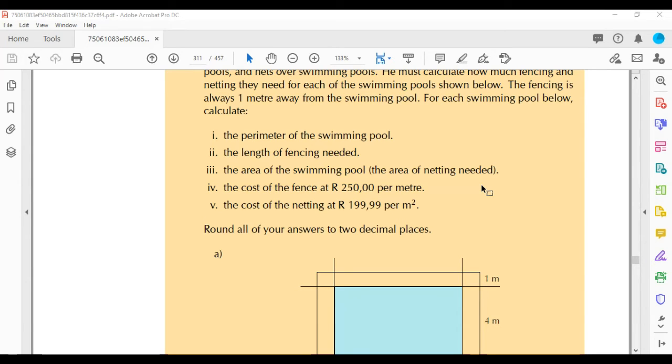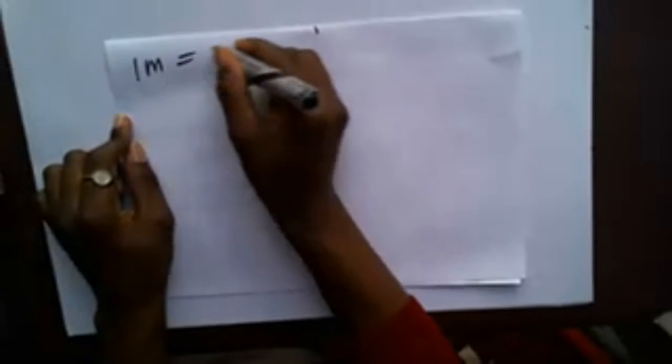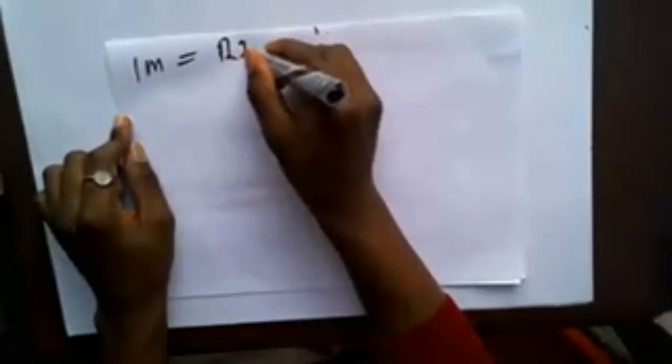Question number 4. Question number 4 is asking us to calculate the cost of the fence, given that a single meter of the fence is going for 250 rand. So how do we do this? We say 1 meter is equal to how many rands? We have 250.